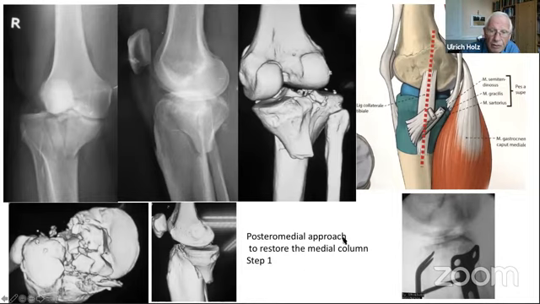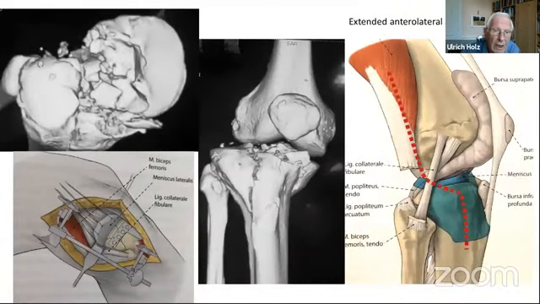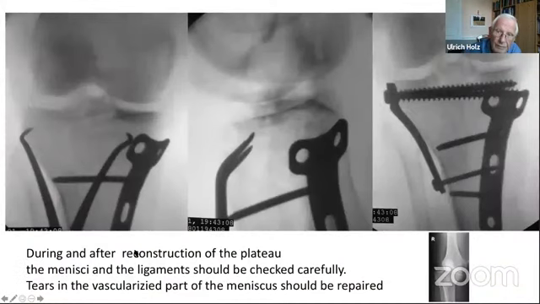Step one, posteromedial approach to a rod to stabilize the medial column. And then you go to the lateral column. You may use a distractor, a small distractor, in order to open the joint to get a better view to the surface of the lateral condyle. And that's the posteromedial, and that's the lateral stabilization.